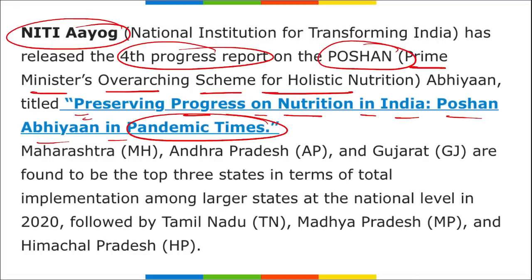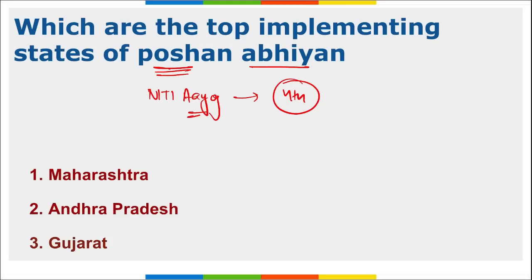Now the question asked here is: which are the top implementing states of Poshan Abhiyan? That you need to remember: Maharashtra, Andhra Pradesh and Gujarat. All these 3 states are the top implementing states of Poshan Abhiyan. Highly important. Maharashtra, Andhra Pradesh and Gujarat are found to be the top 3 states in terms of total implementation among larger states at the national level. After this, first Maharashtra, then Andhra Pradesh, then Gujarat, followed by Tamil Nadu, Madhya Pradesh and Himachal Pradesh. Highly important.